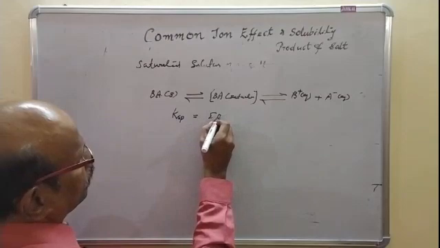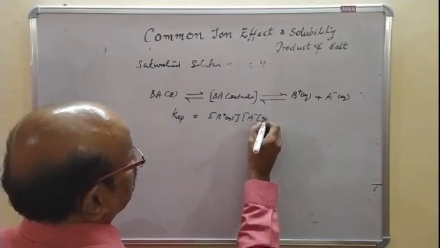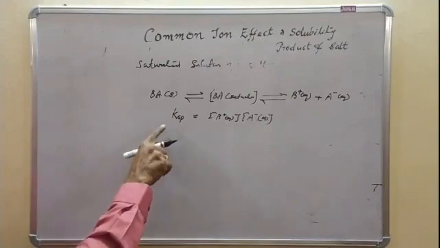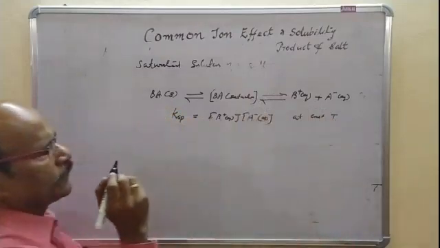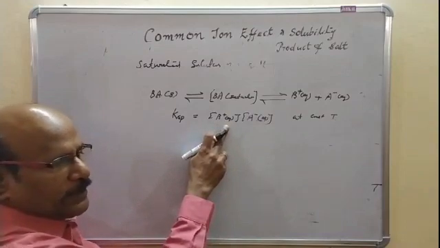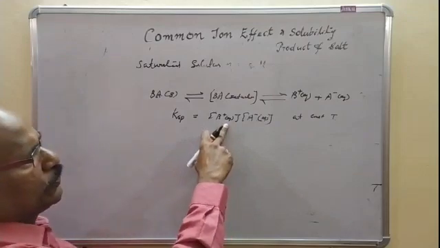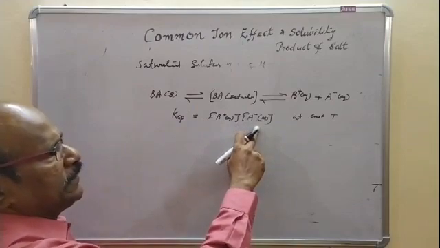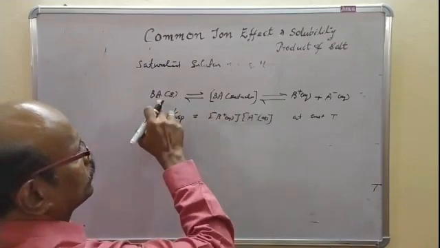Now that is the concentration of B plus aqua into the concentration of A minus aqua in the solution. So this is the solubility product at a constant temperature. Suppose S is the solubility, where the ionic concentration of B plus represents the solubility of that salt with respect to the B plus ion, and the concentration of A minus aqua represents the solubility of this salt.